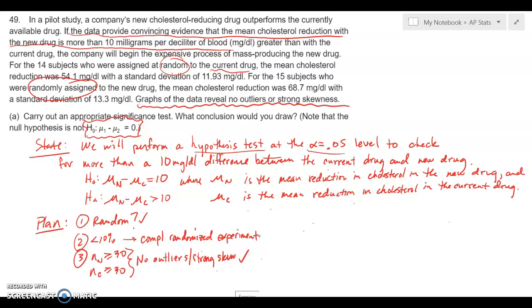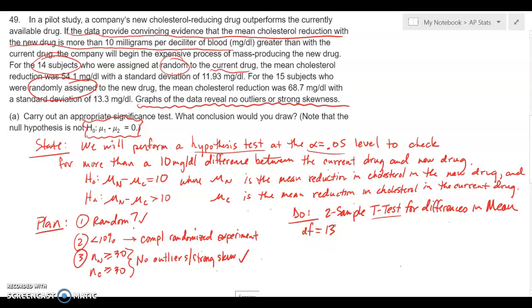Moving on now to the do step. And here's what we need to specify. We need to talk about the type of test and then the specifics of that test. So that looks like this. We're going to run a two-sample t-test for differences in mean. So a couple of things. Number one, if we're going to run a t-test, we've got to know the degrees of freedom. So our degrees of freedom is going to be, we're going to take the smaller sample, which is 14 subjects, and subtract one from that. So we're going to have degrees of freedom of 13.